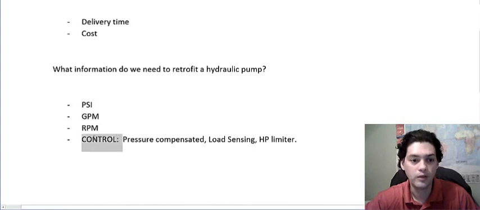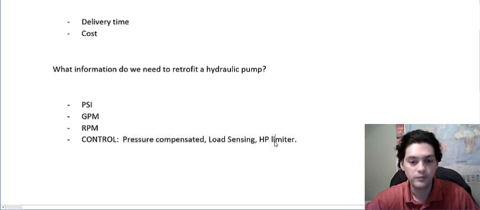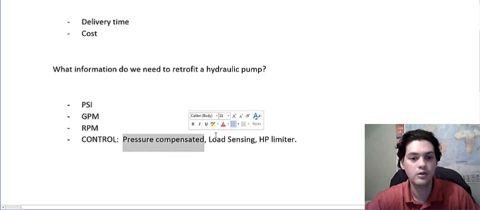If it is a variable displacement pump, you need to know what type of control the pump is using. Usually, the most common controls are three different ones: pressure compensated, load sensing, and horsepower limiter. There are more controls, but these are the most common ones. Basically, the pressure compensated control reduces flow from the pump at a certain psi.